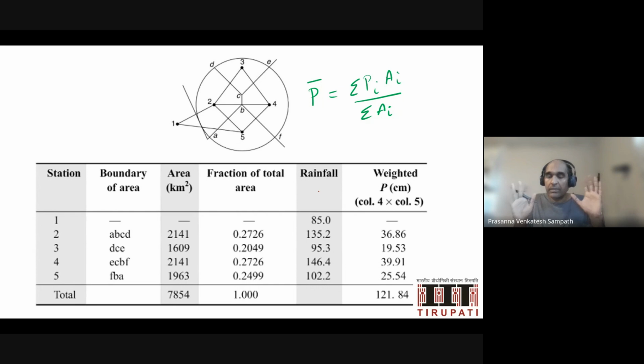The procedure is basically this: you find an area in which all the points in that area have a common nearest rainfall gauge, right? And so that area represents the area that is covered by that rainfall gauge, right? Any point inside that polygon will take the same rainfall as the nearest rainfall gauge. So that's the idea behind the Thiessen polygon method. And then we solved it and we got some answer, 121.84 centimeters.